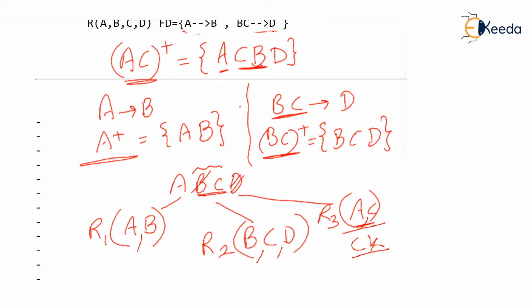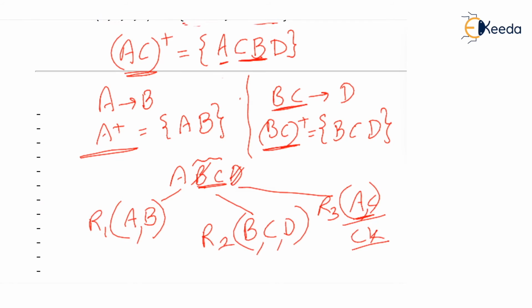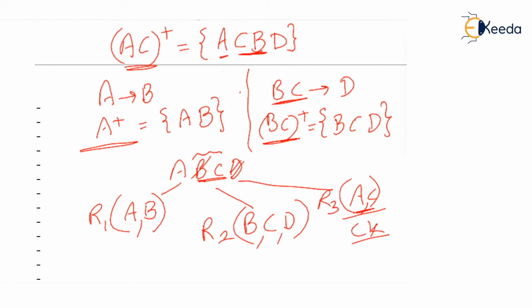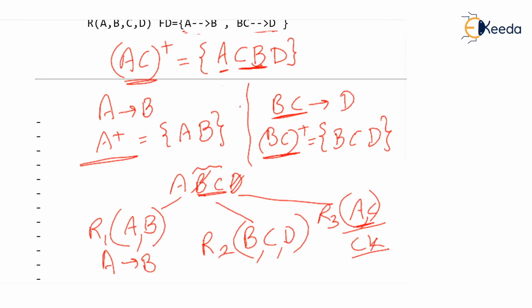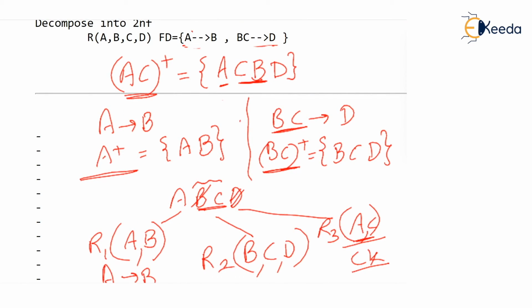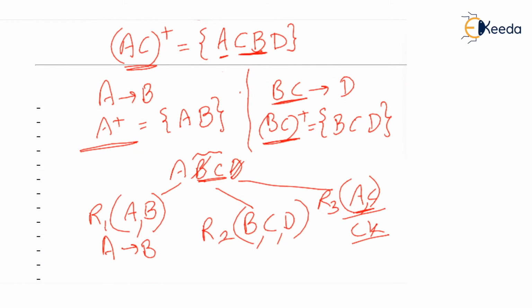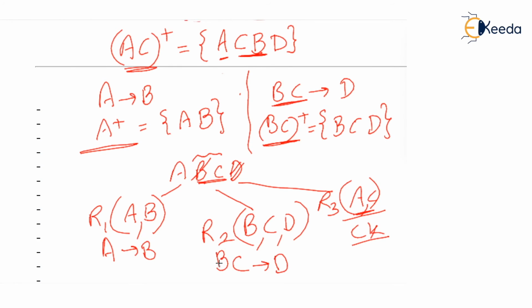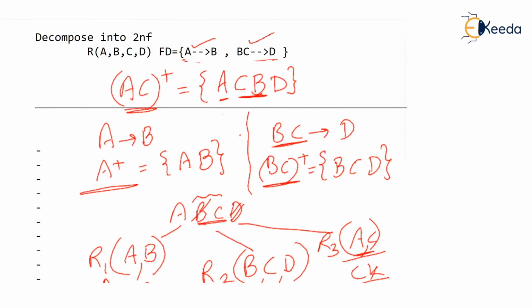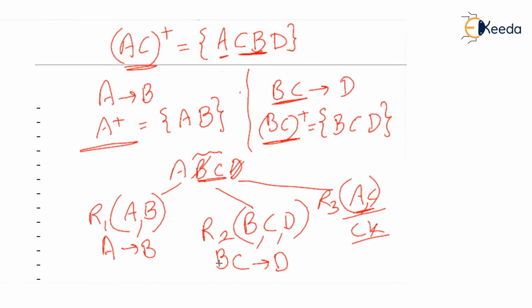But before you leave this, just check the dependencies again. Which dependency is applicable? Yes, A determines B. Check the original table. A determines B. The first dependency is applicable. Which dependency is applicable on R2? Yes, BC determines D. The second dependency, BC determines D, is applicable on the second table. And in the third table, we have A and C. None of them is individually the candidate key. In fact, A and C together is itself the candidate key.